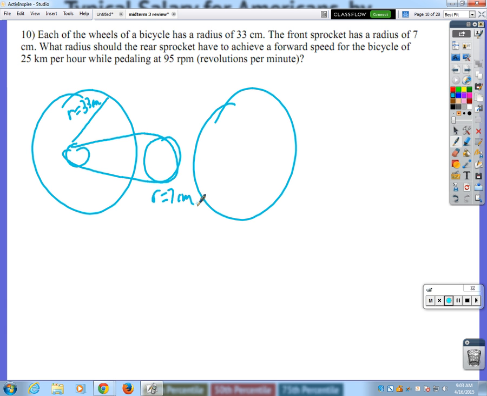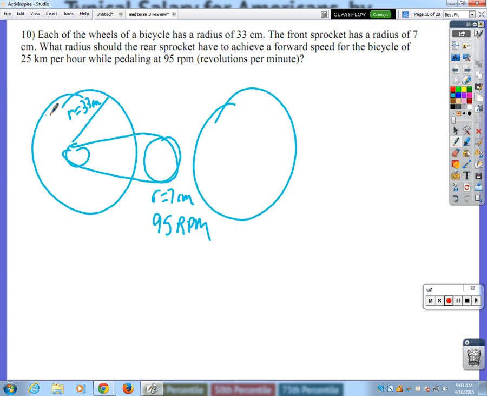Okay, for the forward speed of the bicycle, 25 kilometers per hour, while pedaling at, so this bad boy right here, because it's connected to your pedal, is going at 95 revolutions per minute. Right? Okay, so hopefully you understand that our problem solving strategy here is to find the revolutions per minute of this rear sprocket and then use that inverse proportion that Mackenzie said she loves so much to figure out the radius of this. Does that make sense?